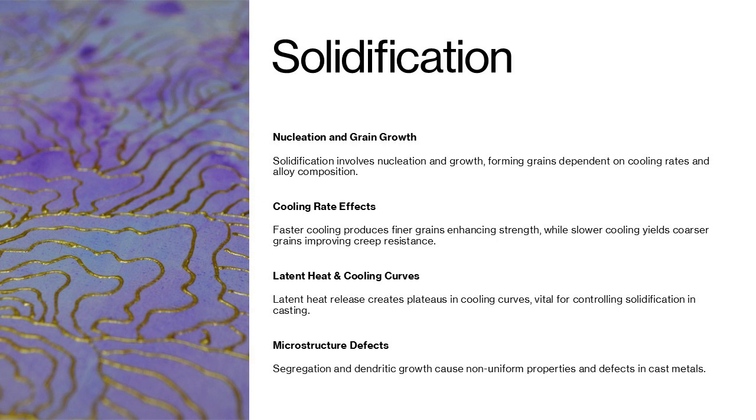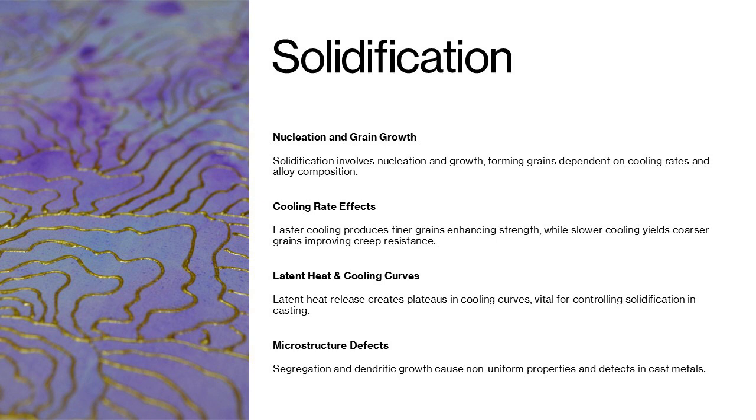Solidification is the process by which a liquid metal transforms into a solid, and it plays a critical role in determining the microstructure and properties of the final material. During solidification, nucleation and growth occur, forming grains whose size and morphology depend on cooling rates and alloy composition. Faster cooling generally results in finer grains, which enhance strength due to grain boundary strengthening, while slower cooling produces coarser grains that may improve creep resistance. The release of latent heat during phase change creates a plateau in cooling curves, which is important for controlling solidification in casting processes.